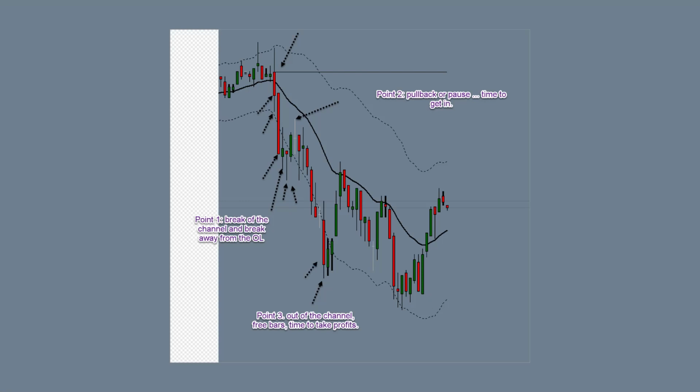And then guess what it's doing again? Point 1 goes out of the channel. Point 2 pulls back and you make your entry. Point 3 hits the previous lows. If you didn't take profits here, then you would take it there or it would be a break even otherwise.